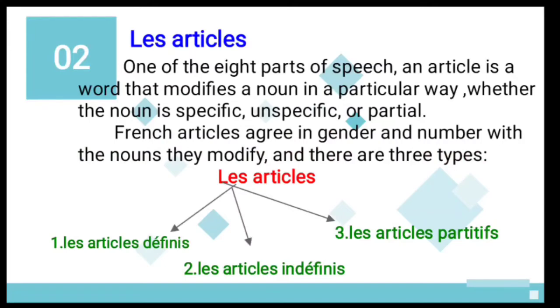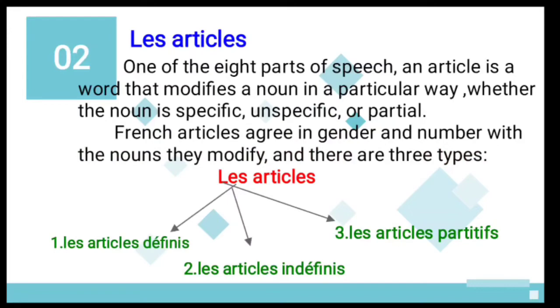So, French articles. How many articles are there? French articles agree in gender. What are the genders? Masculine and feminine. And the number: singular and plural. With the nouns they modify, there are 3 types. One is les articles définis, that is the definite article. Second, les articles indéfinis, that is the indefinite article. And third is les articles partitifs, that is the partitive article.